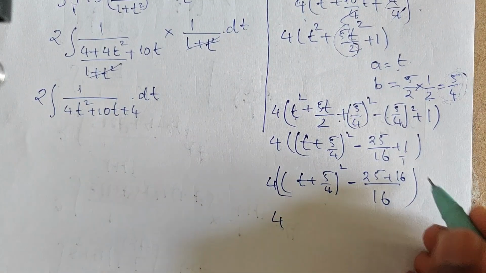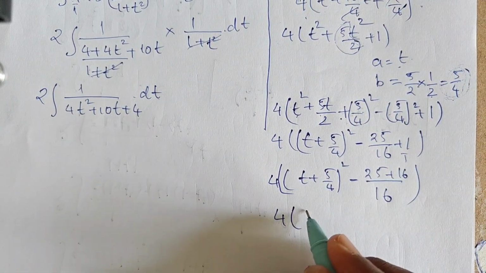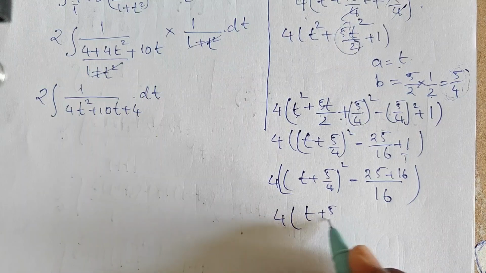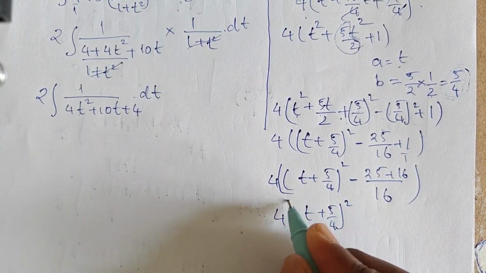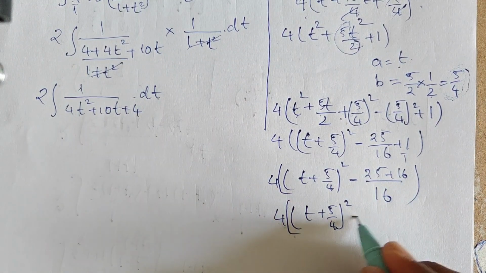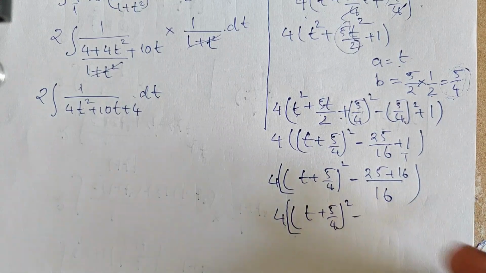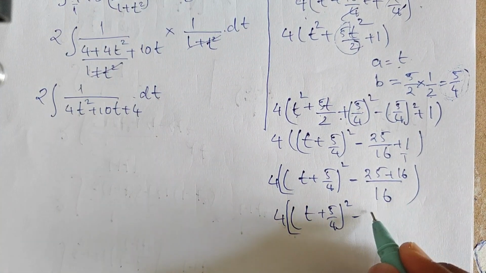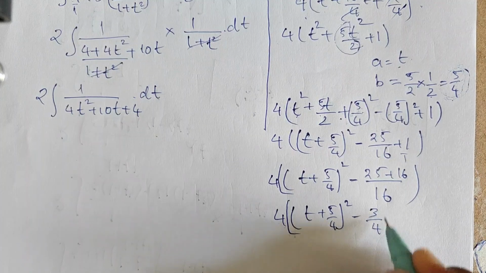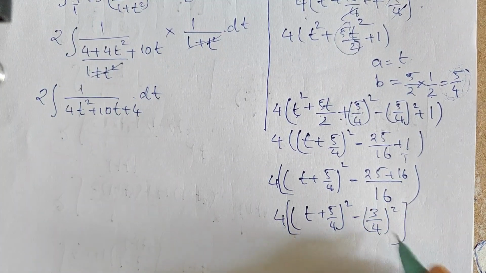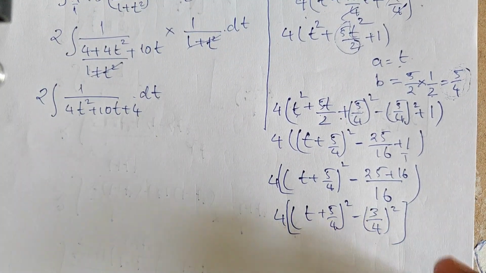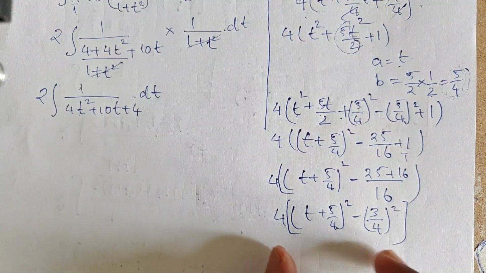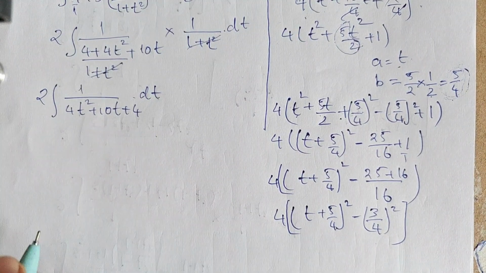Okay, so what we get, 4. Now this (t plus 5/4) whole square, this will be minus 25, minus 25 plus 16 will be minus 9, and 9/16, so can I write like this, minus (3/4) whole square. Okay, 3 square will be 9, 4 square will be 16.